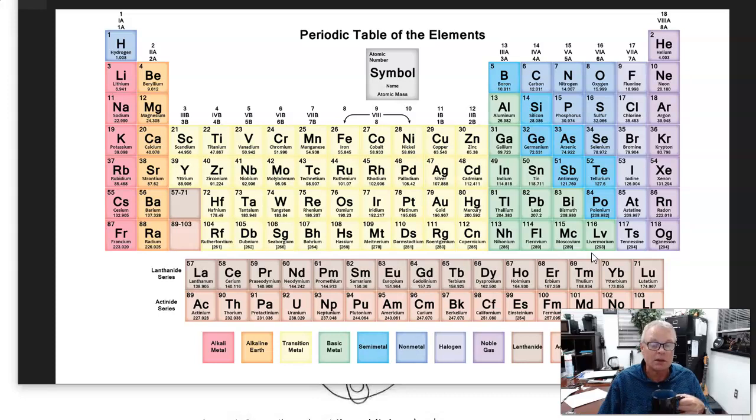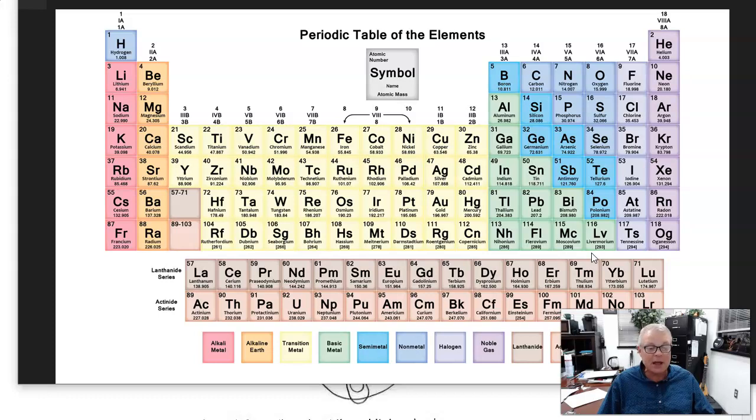And that's what elements in the same group have in common. They have the same, what we call, distinguishing electron. The distinguishing electrons are the electrons in the outer subshell. In the case of oxygen, it's 2p4. In the case of sulfur, it's 3p4, and so on and so forth.